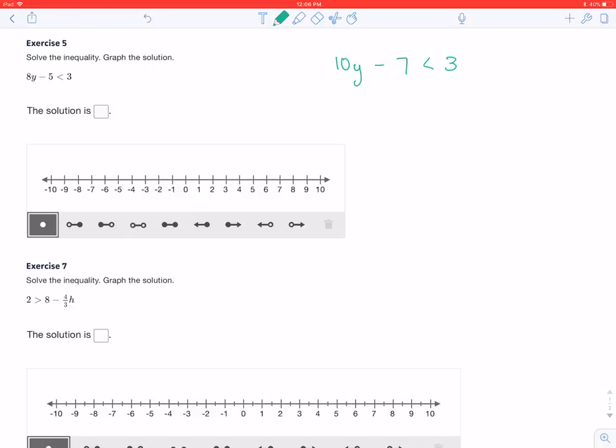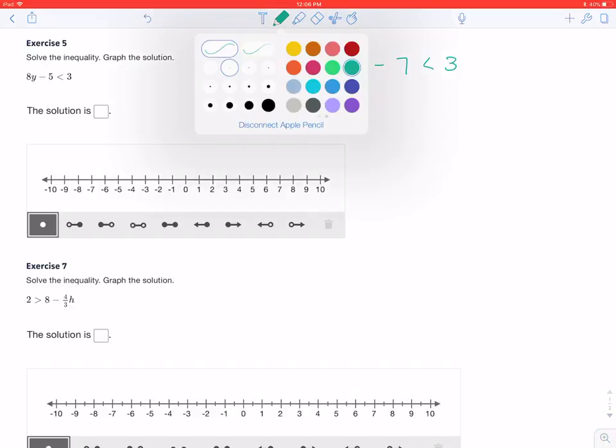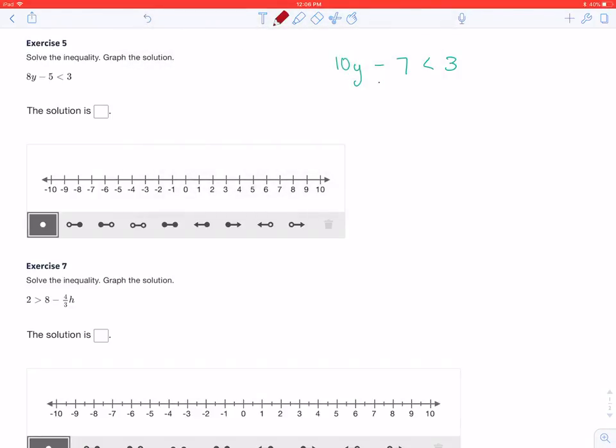Very similar to the example you're doing. I've got 10y minus 7 is less than 3. Like I said, I want to take care of my addition subtraction first, so I'm going to take care of this minus 7 first. And the way to get rid of minus 7 is to add 7. Because minus 7 and plus 7, those are going to cancel out to equal 0. And if I added 7 on the left side, I'm going to add 7 to the right side. So that's going to leave me with 10y is less than 10. So that was my step 1.